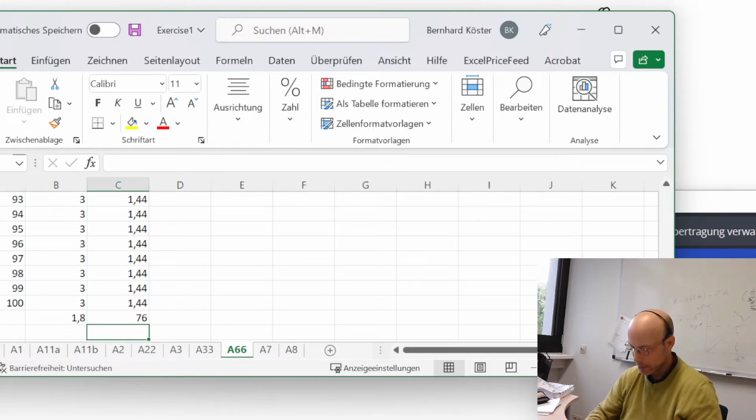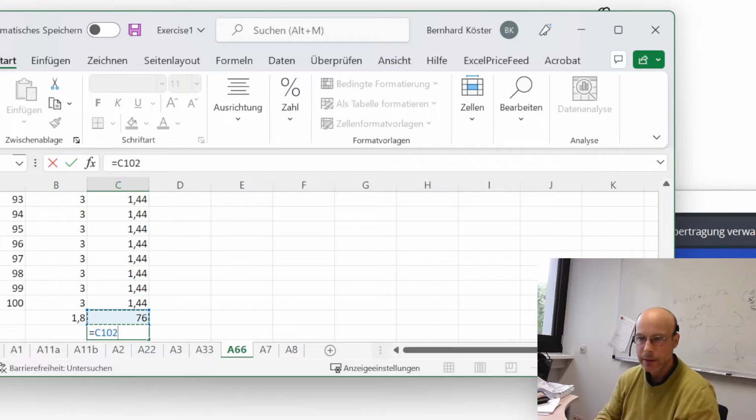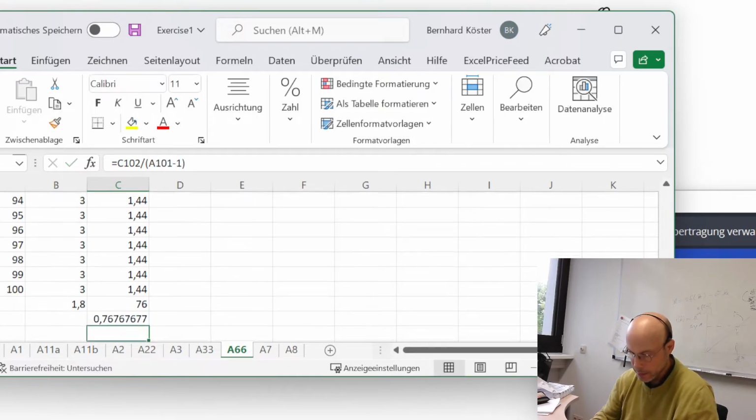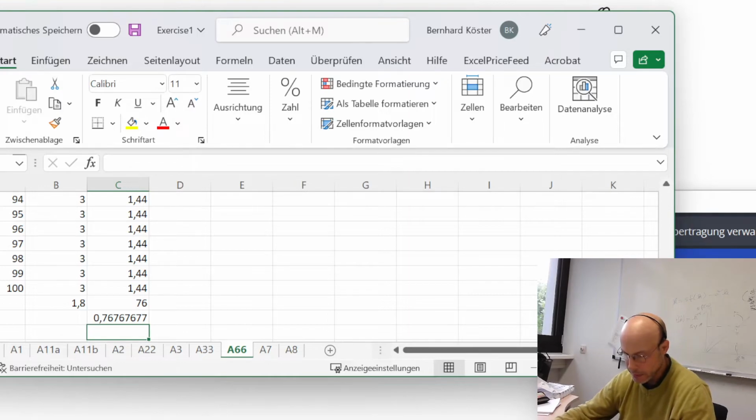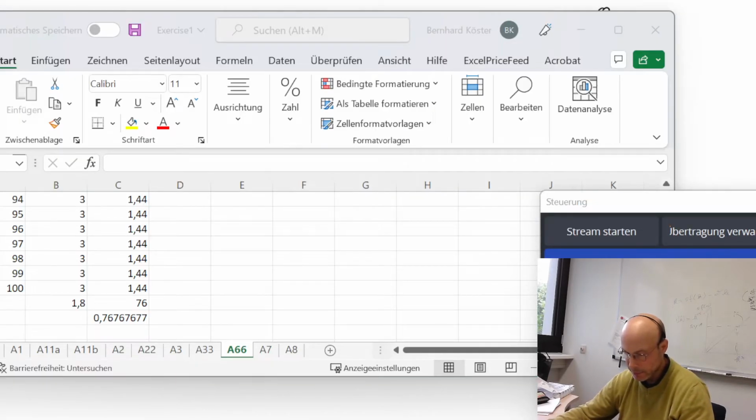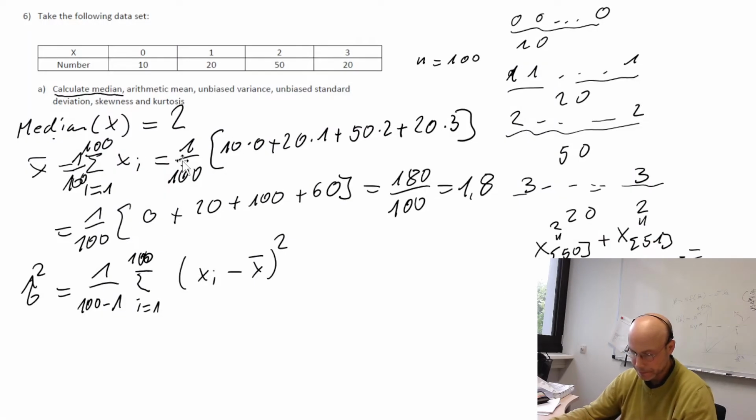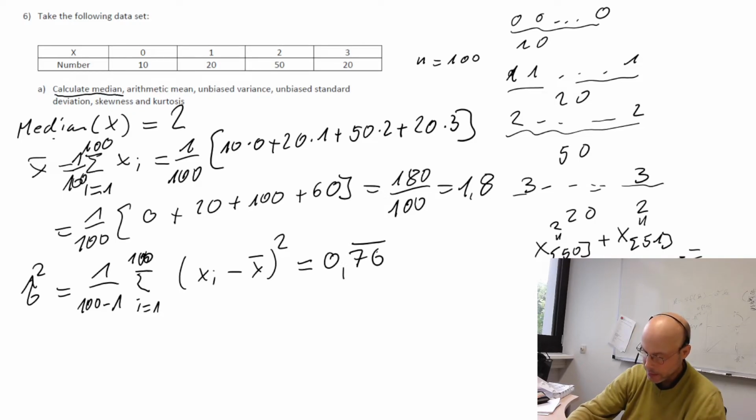So this is then 76 divided by 100 minus 1 and we obtain 0.77 roughly, equals 0.76.